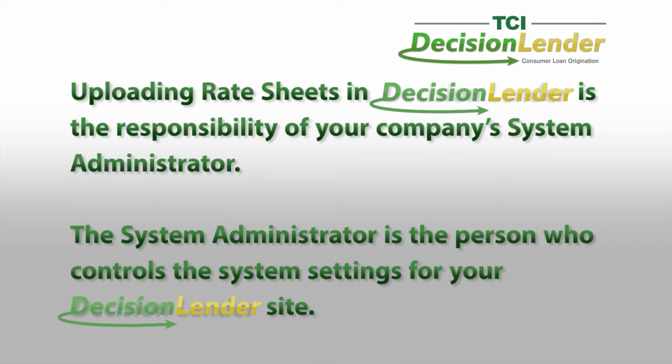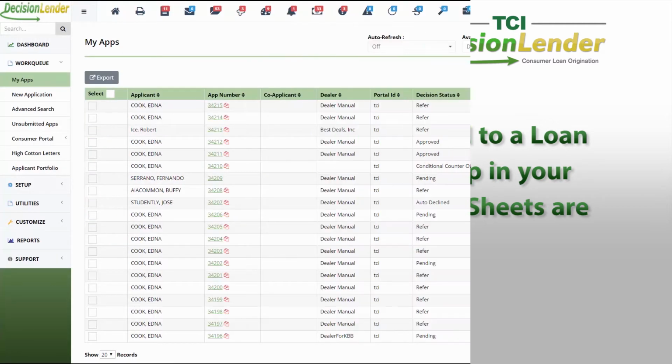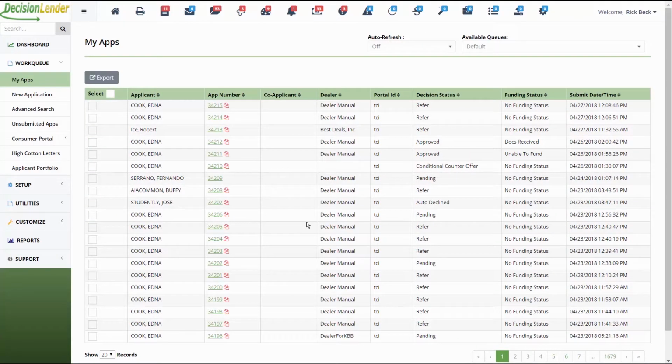Uploading rate sheets in DecisionLender is the responsibility of your company's system administrator. The system administrator is the person who controls the system settings for your DecisionLender site. Since rate sheets are associated to a loan type, the loan types should be set up in your DecisionLender site before rate sheets are created. To begin, log into DecisionLender.